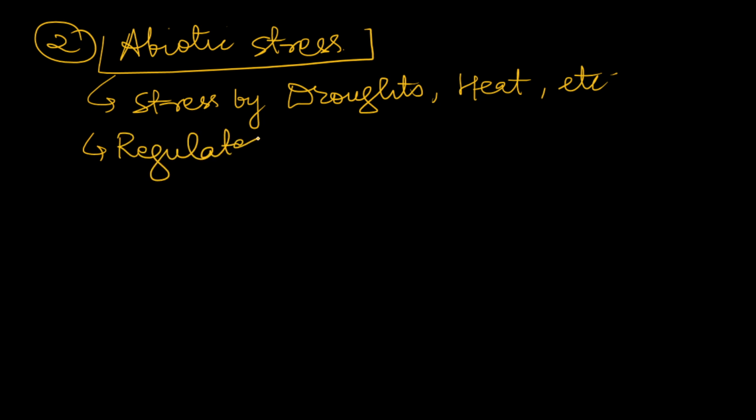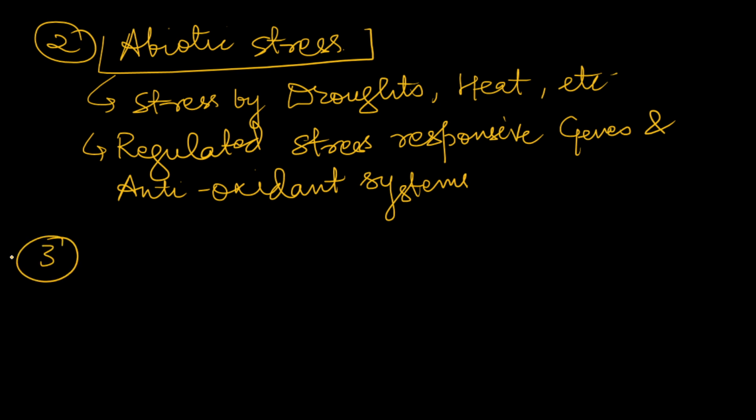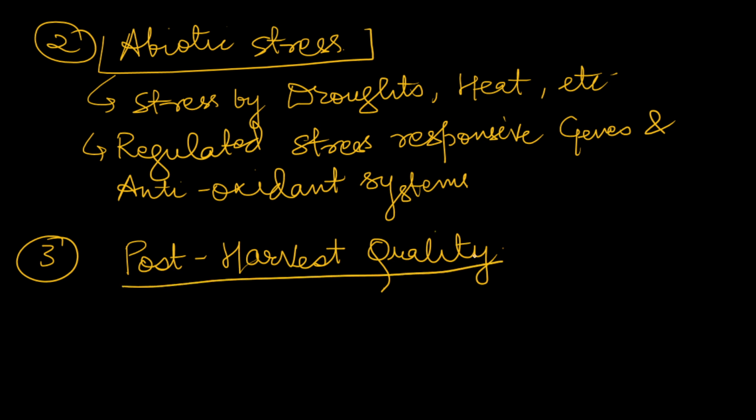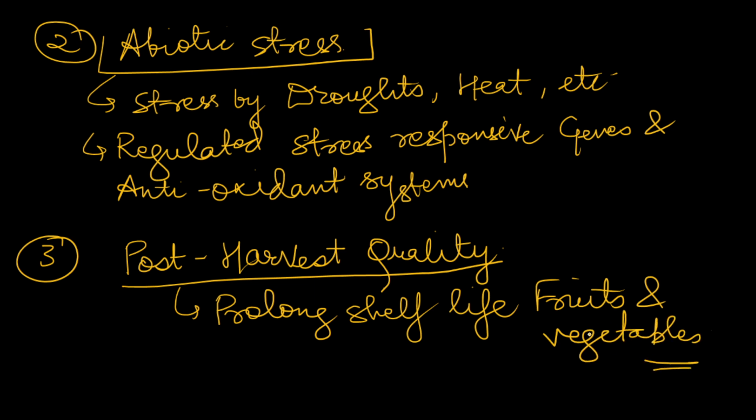It regulates stress responsive genes and antioxidant systems, which help in protection of plants from abiotic stress. So this is its role in abiotic stress. Thirdly, it enhances the post-harvest quality. So application of salicylic acid can prolong the shelf life of fruits and vegetables, delaying senescence and reducing decay. So these are the roles of salicylic acid in agriculture.